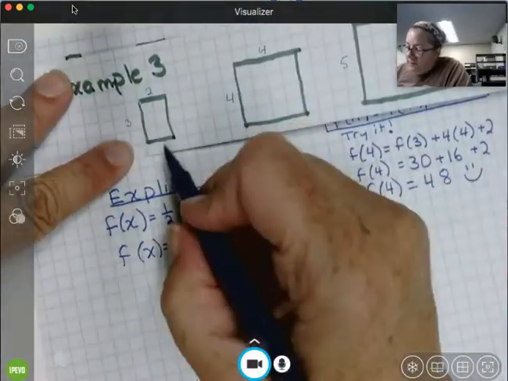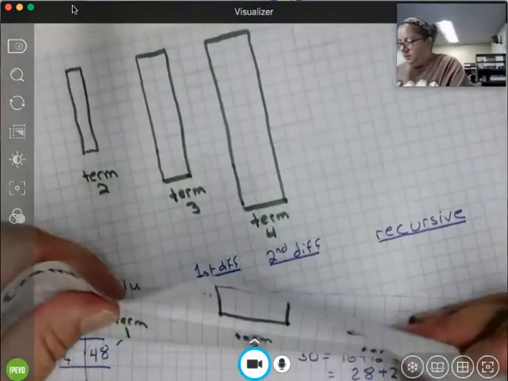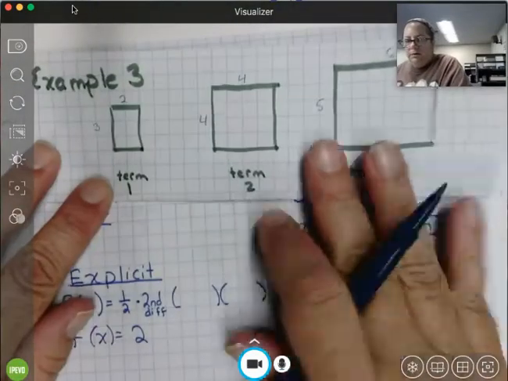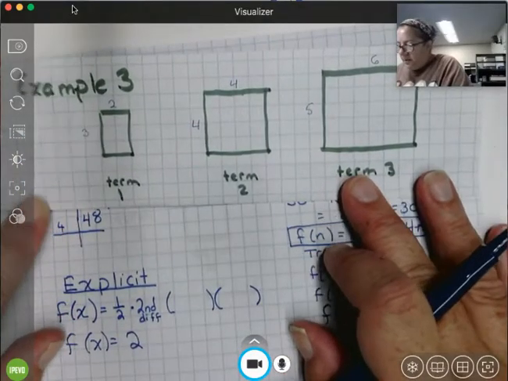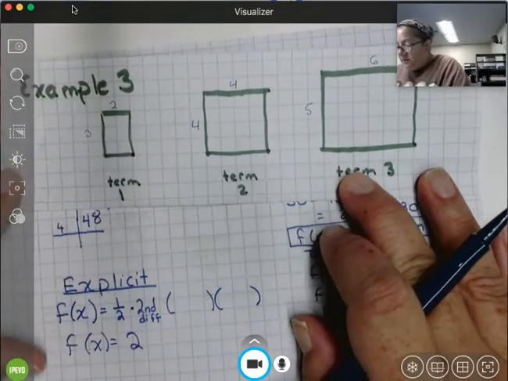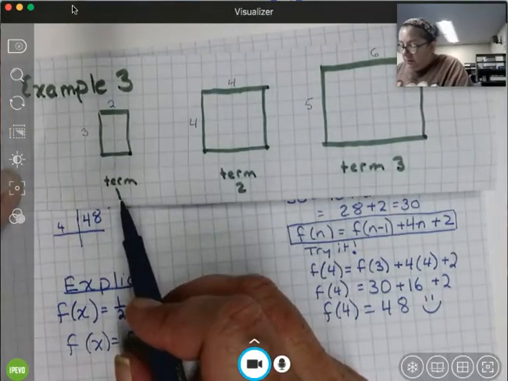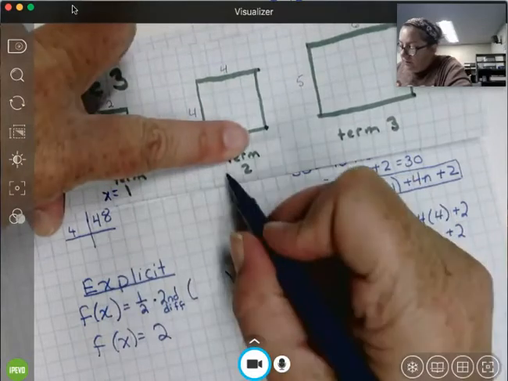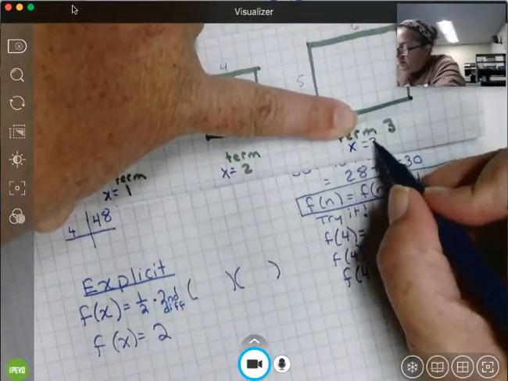So the first thing that would be easy is to look at our terms and to see if any times 2 kind of pops out at us. And I can see it. I can see where a times 2 is in all of these. Because remember, x is your term number. So in term 1, x equals 1. And in term 2, x equals 2. And in term 3, x equals 3.